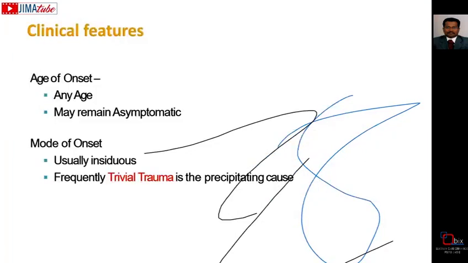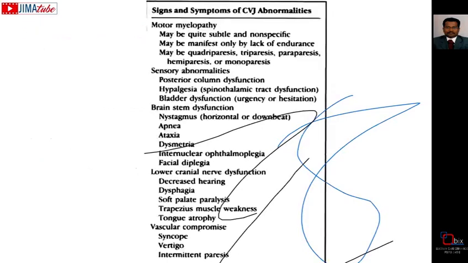What are the clinical features? We should know the age of onset. It can occur at any age, and may remain asymptomatic. Trivial trauma can precipitate the symptoms. The mode of onset is usually insidious. Frequently the trivial trauma is the precipitating cause.